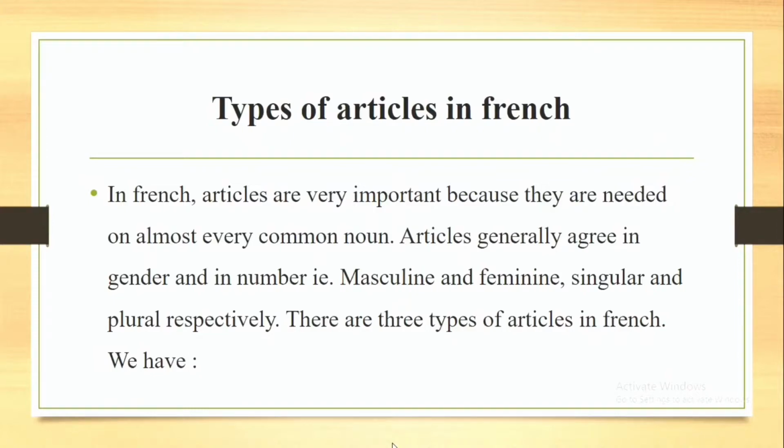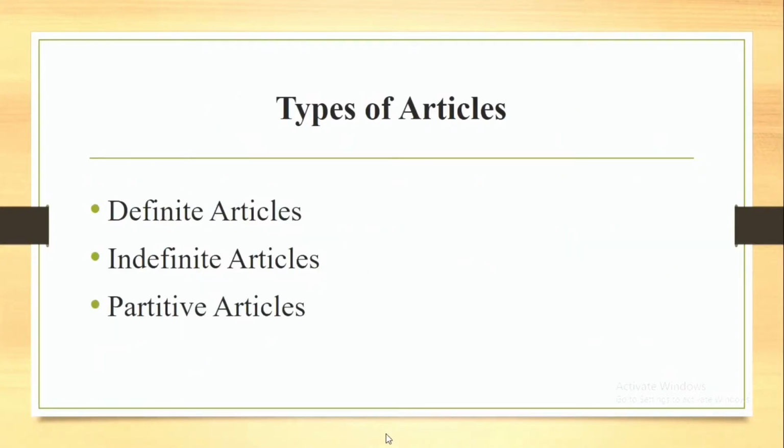French articles are very important because they accompany almost every common noun in French. And then another essential fact about the articles is that they generally agree in gender and in number, that is masculine and feminine, singular and plural, respectively. So now we are going to learn the types of articles we have in French. So we have three types of articles: the definite article, the indefinite article, and the partitive article.